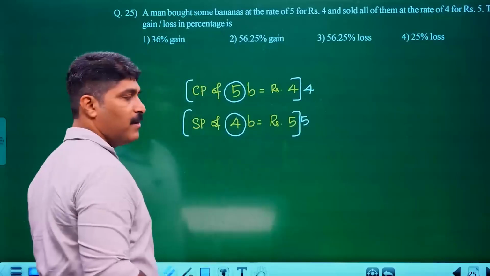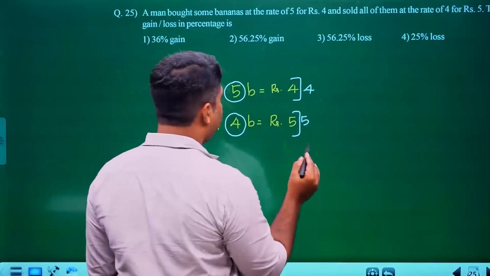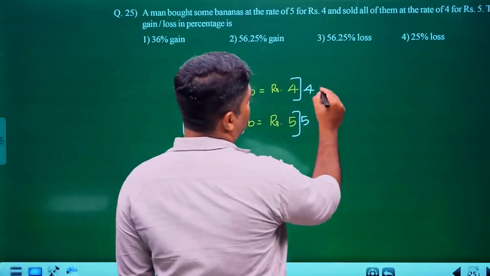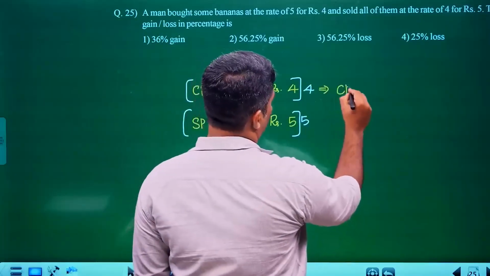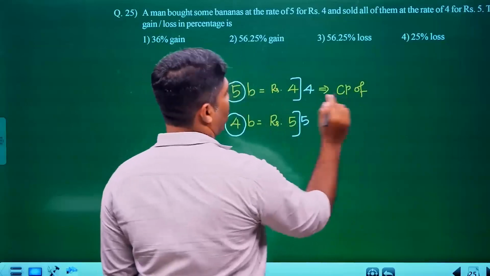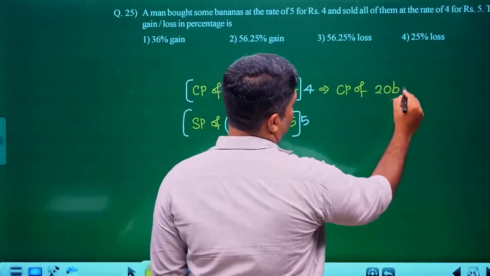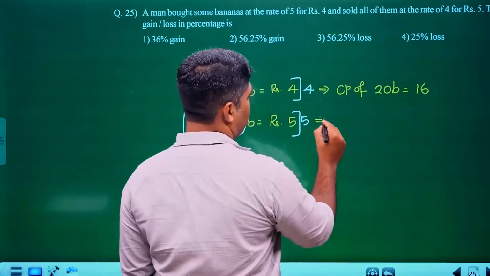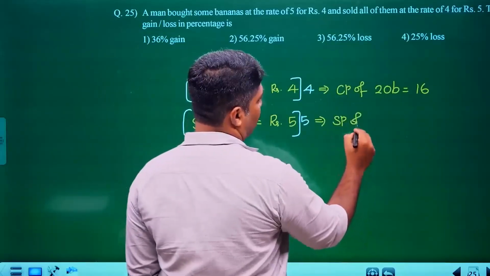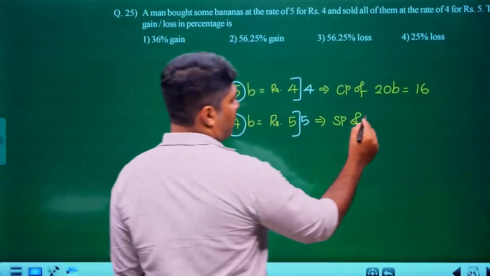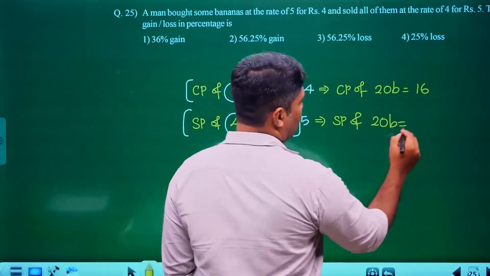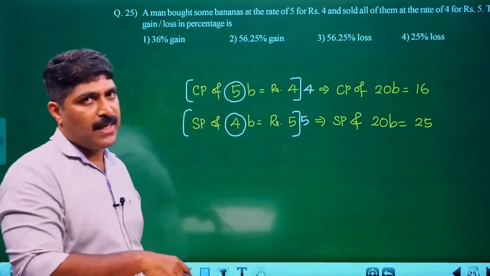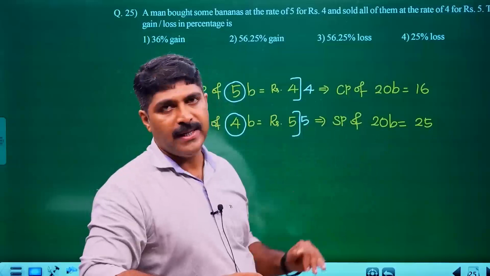So what will happen here? We can write the steps again. This is the cost price of 5 into 4, that is 20 bananas, equal to 4 into 4, which is rupees 16. Similarly, the selling price of 5 into 4, that is 20 bananas, equal to 5 into 5, that will be equal to 25. So now the quantities are equal. Here 20 and this is 20.